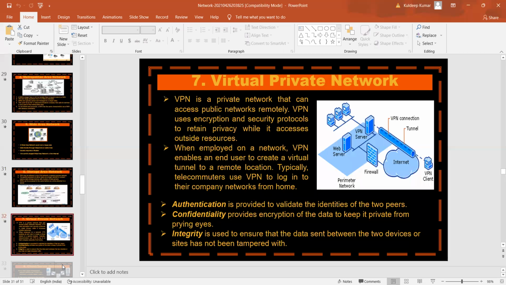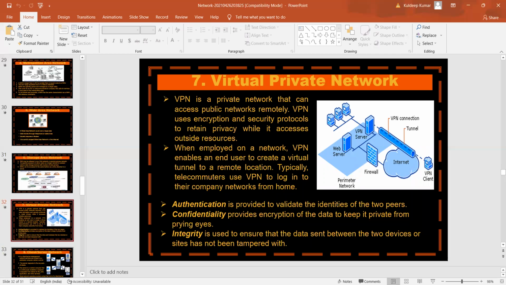The seventh network is virtual private network. It is a network that can access public networks remotely. VPN uses encryption and security protocols to retain privacy when it accesses outside resources. When a VPN is deployed, it enables an end user to create a virtual tunnel to a remote location. Typically, telecommuters use VPN to log in to the company network from home.